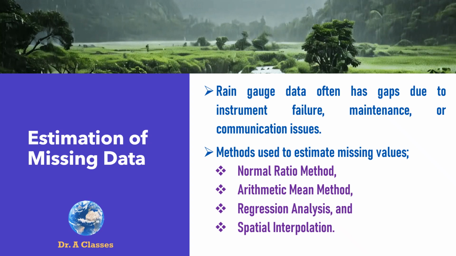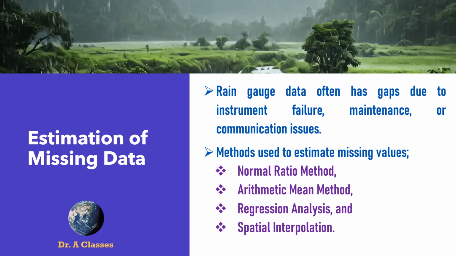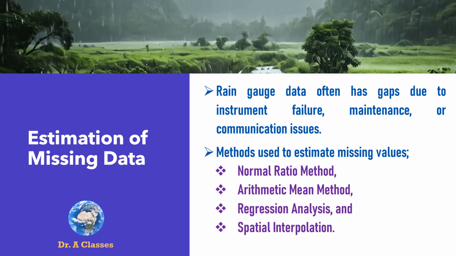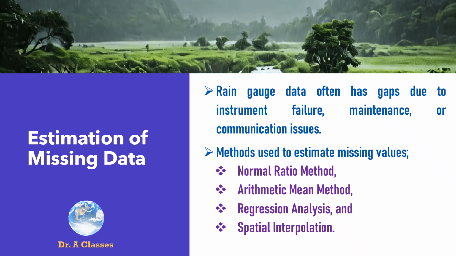Missing data is a common headache in hydrological studies, whether it is due to a faulty rain gauge, scheduled maintenance, or unforeseen communication breakdowns. Gaps in precipitation records can severely impact the accuracy of our analysis. To ensure reliable water resource planning, precise flood forecasting, and robust climate modeling, we need complete datasets. Hydrologists use several methods to estimate these missing values.